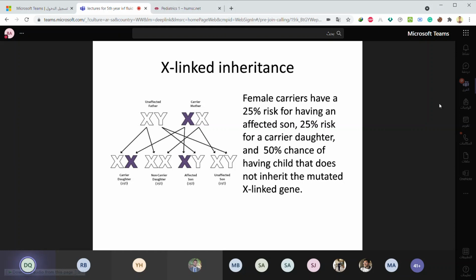So if the disease is X-linked, we can see the mom transmitting it to her male offspring.